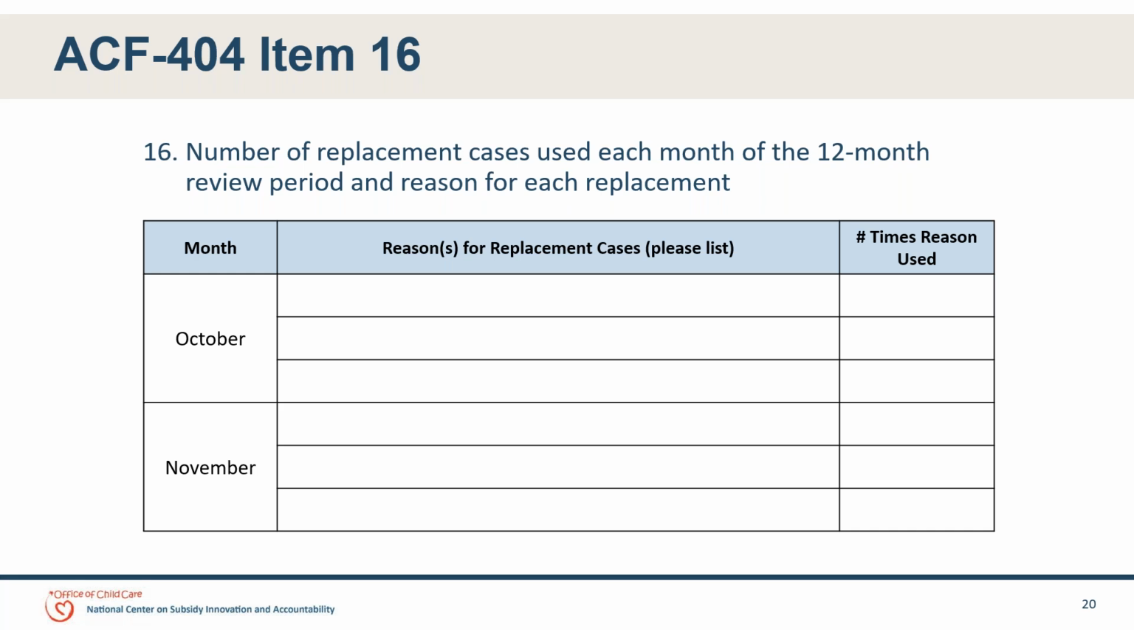If you look at the template in the DCI, I think it has all of the months listed. For the sake of space, I only showed October and November here. But we will just say that our state had a replacement case in October because it was discovered that there was no payment made in the sample month. And there was one case.